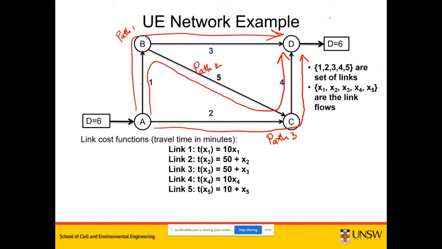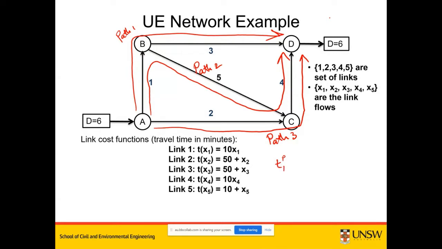Because now path 1 consists of two links. So path 1 consists of link 1 and 3. Path 2 consists of link 1, 5, 4. And path 3 consists of link 2 and 4.